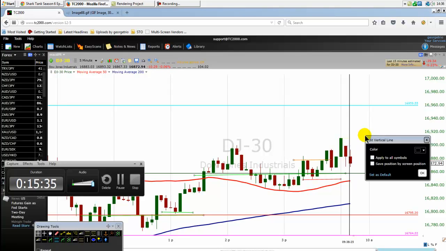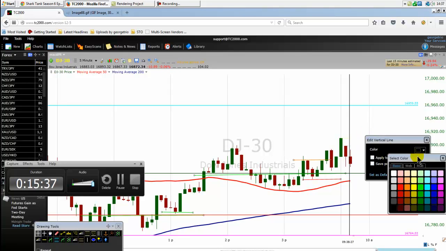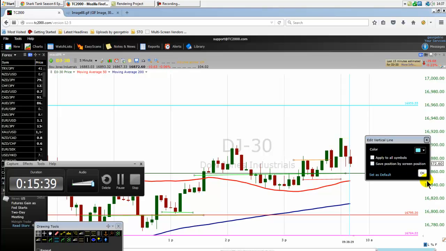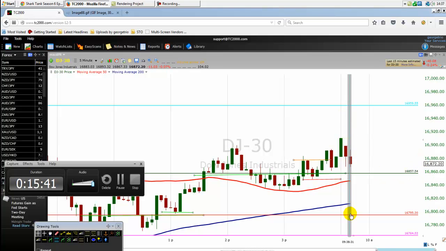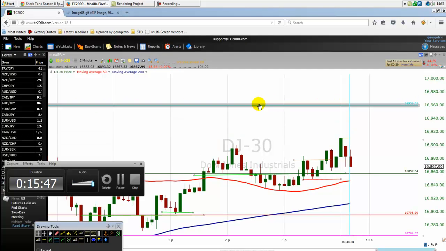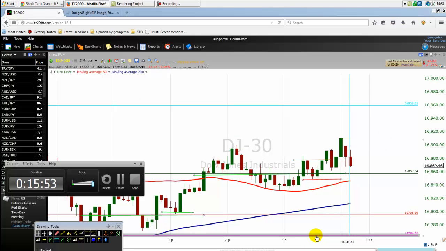Okay, so I color it now in turquoise, the vertical line that I use. You remember the line that we drew on the daily chart, the turquoise line? That's near the high of yesterday. This is the median line of yesterday, that's what the price is coming to now. And we have the low of yesterday, which is here.